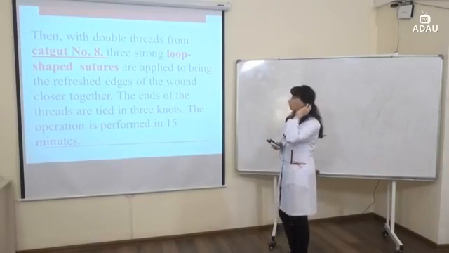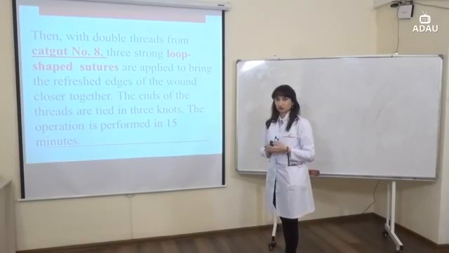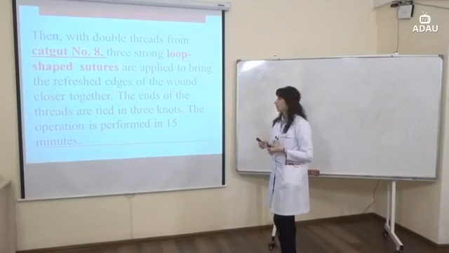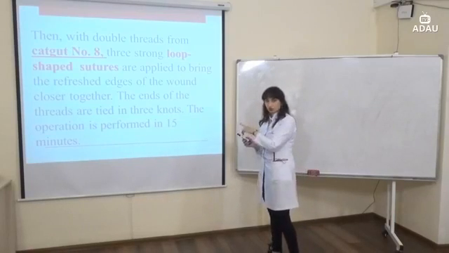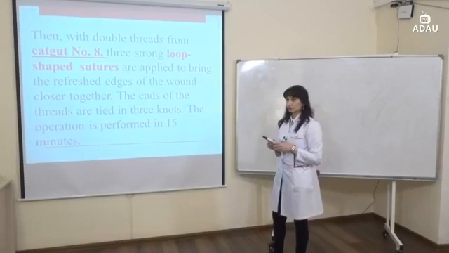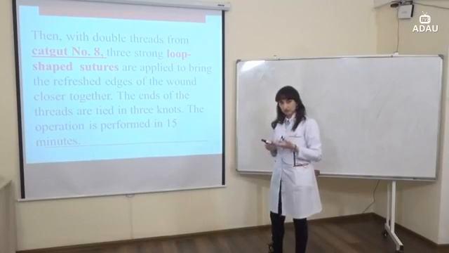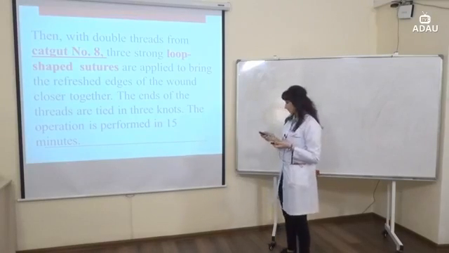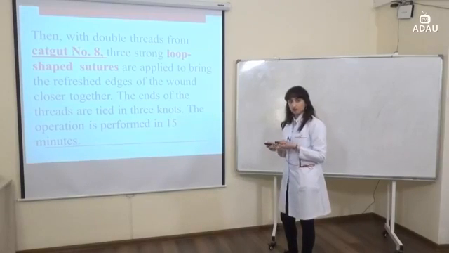And we put sutures with catgut, number 8, because it gives a good effect after the operation. For example, the ends of the threads are tied with 3 or 4 knots, depending on the damage of the nasolabial mirror. We can put 3 or 4 knots. But this operation we perform in 15 minutes.